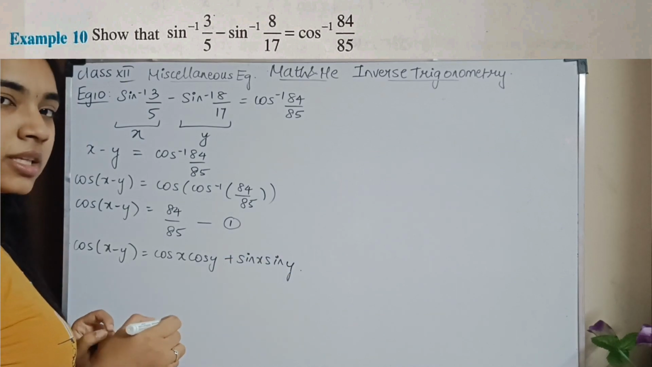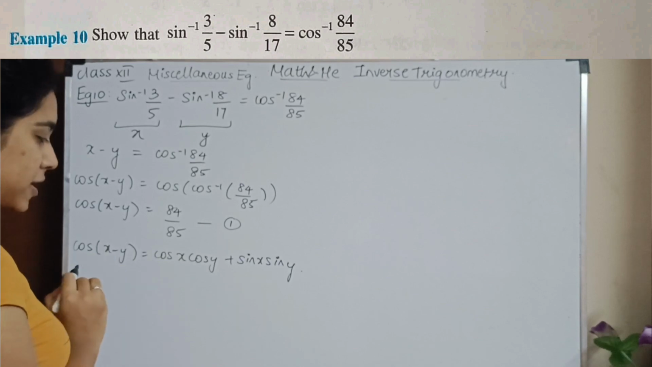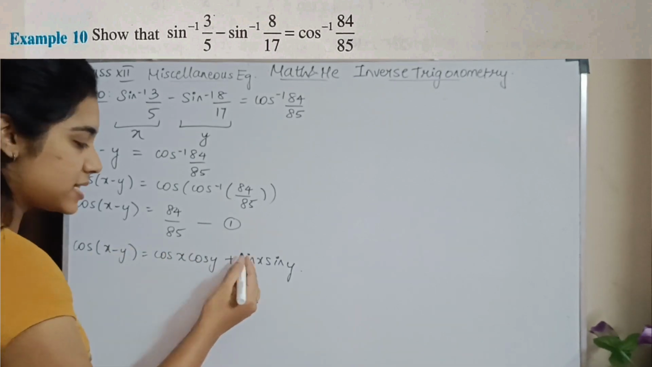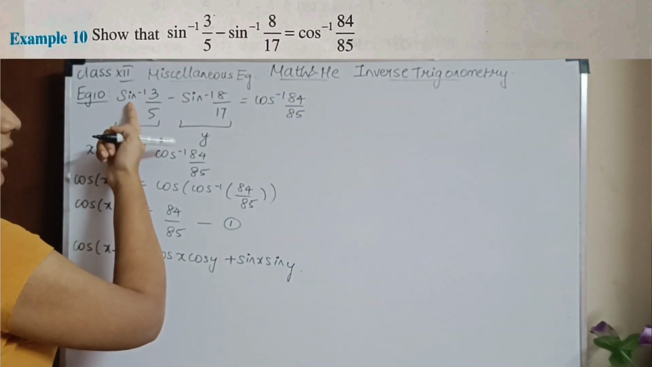Sin of a minus b is sin a cos b minus cos a sin b. Now here we have cos of x minus y. So it is going to be cos a cos b plus sin a sin b. Correct? Now let me get an equivalent value in terms of cos.